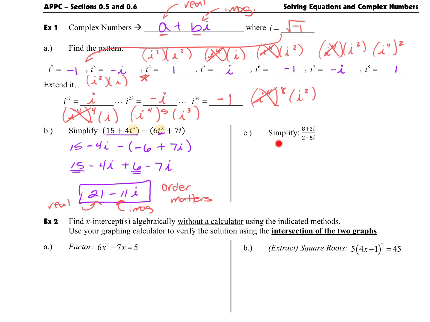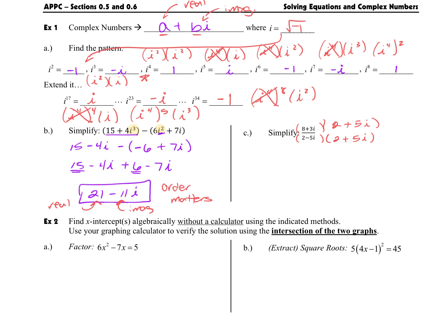The next one we're going to look at is this fraction. And what we want to notice is first that we don't have any i's that initially need to be cleaned up like we did here or here. The problem with this one is that we have an i in the denominator and we do not leave i's in a denominator. To fix that, we will multiply the top and the bottom by the conjugate of the denominator. That means we're going to change the sign of the imaginary portion. So the top and the bottom gets multiplied by 2 plus 5i.